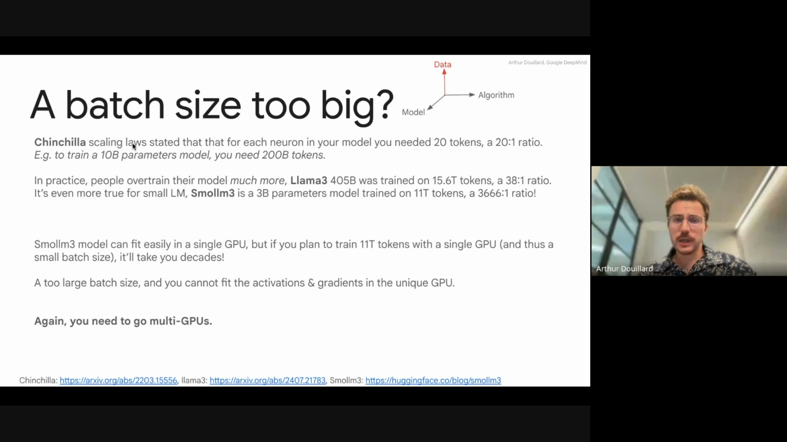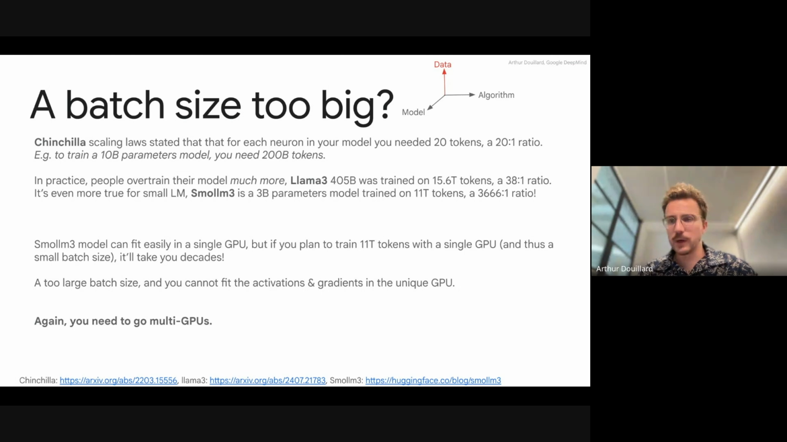So if you remember the scaling laws, one paper from DeepMind in 2021, called the Chinchilla scaling laws, stated that basically to be compute optimal, you need for each neuron in your model to train with 20 tokens, so 20 to 1 ratio. That means that basically if I were to train a 10B dense parameter model, I will need 200 billion tokens.